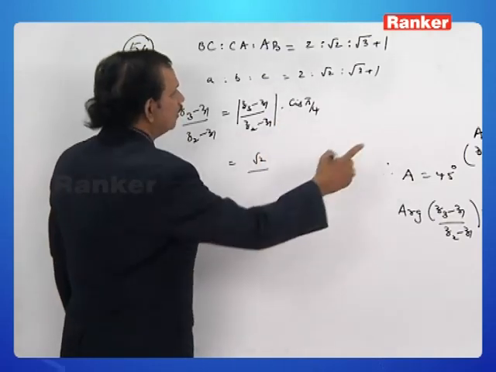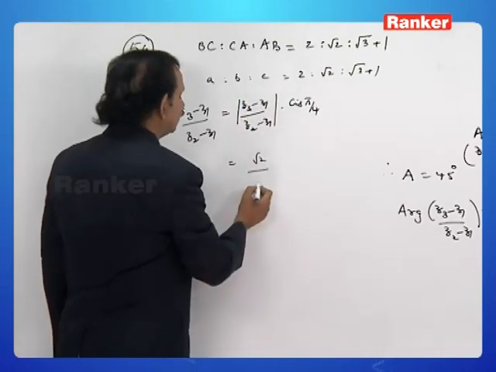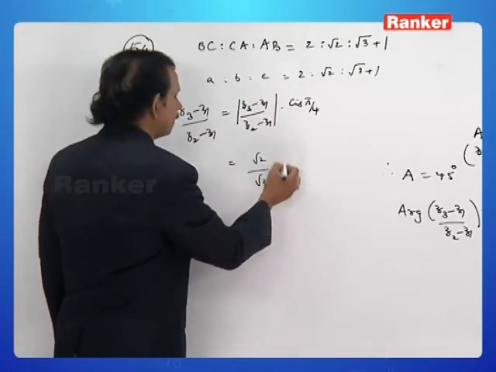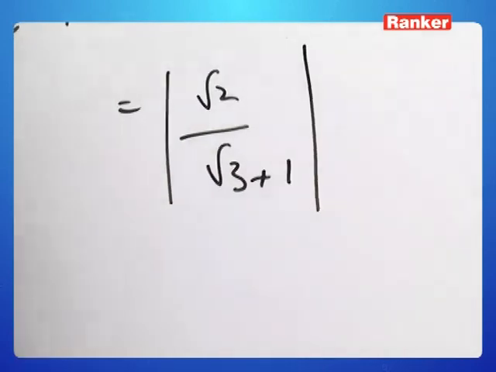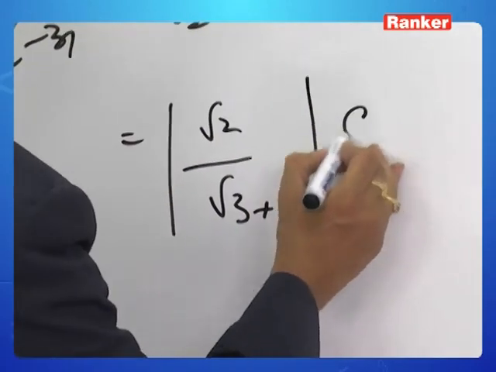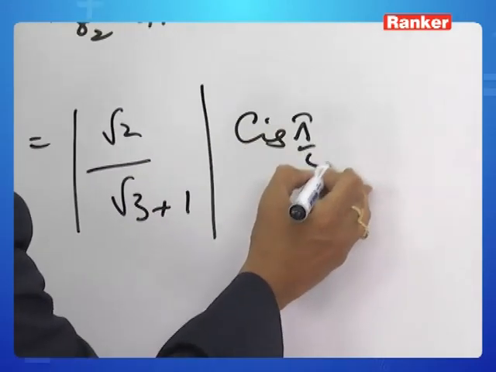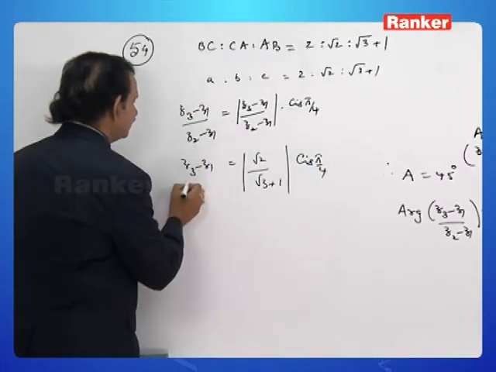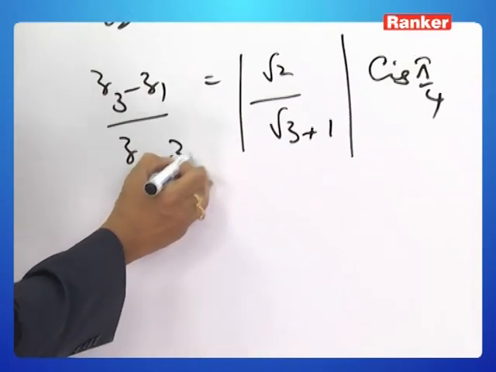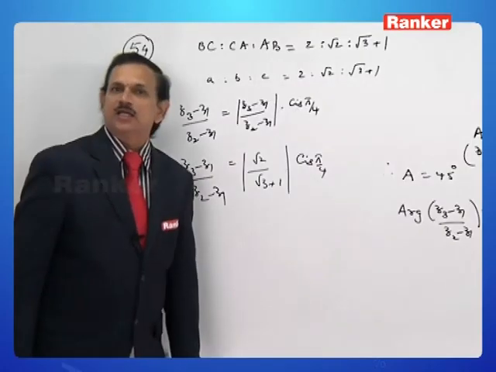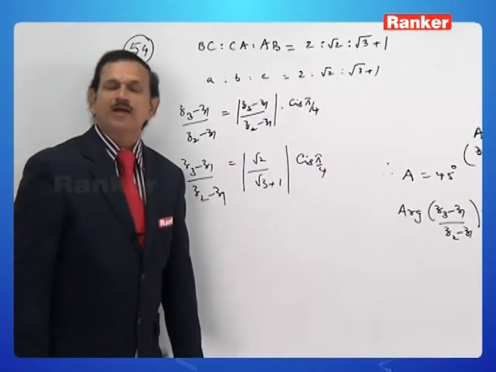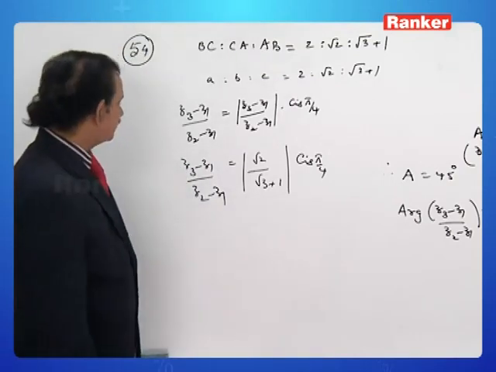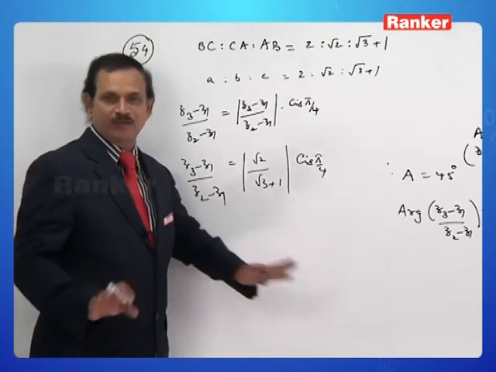What is mod AB? Mod C. What is C? Root 3 plus 1 into 6 pi by 4. Well, we have noticed what (Z3 minus Z1) by (Z2 minus Z1) is. So far, we are able to estimate (Z3 minus Z1) by (Z2 minus Z1).